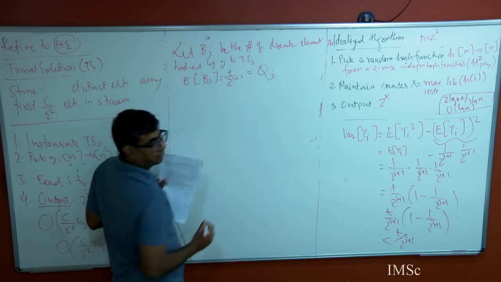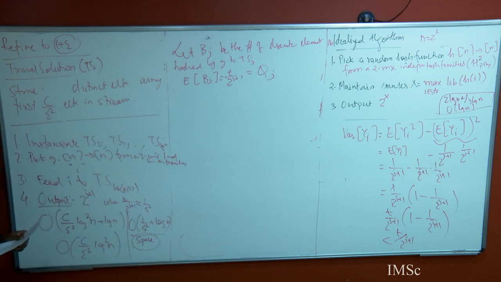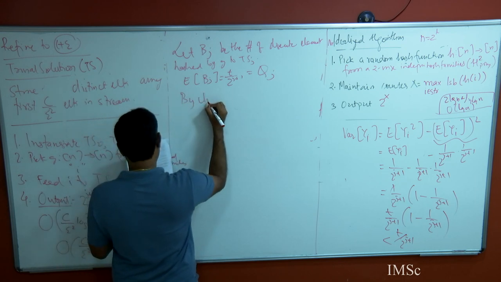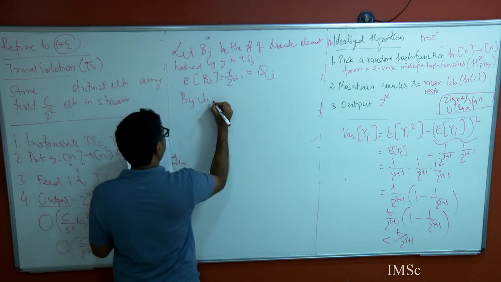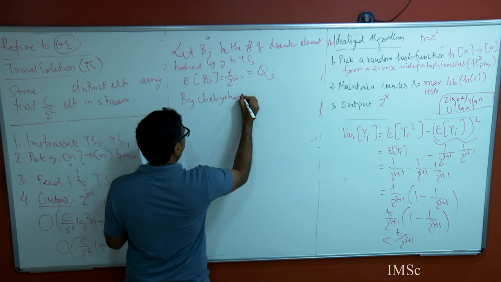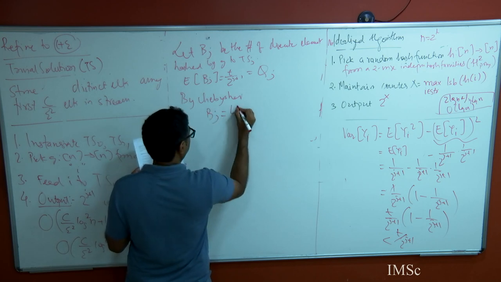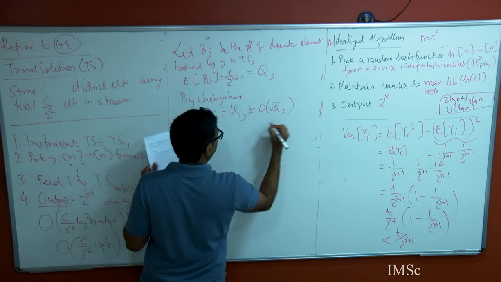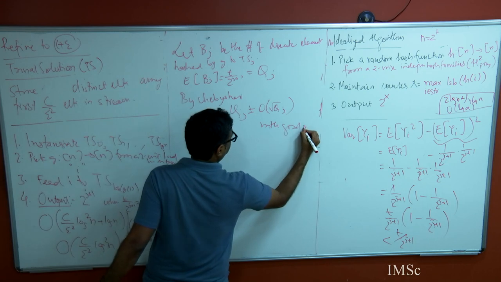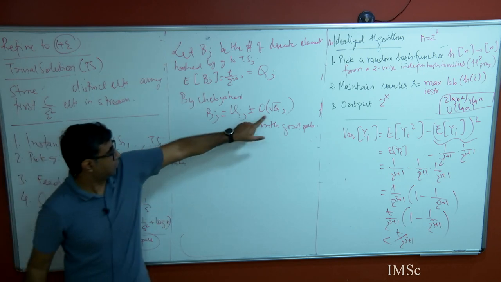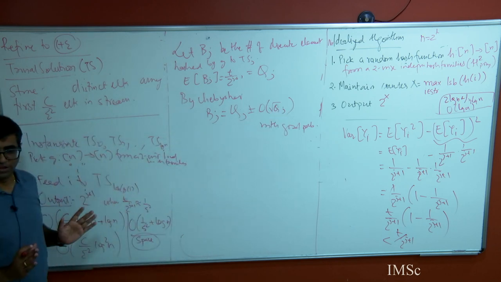Let's call this QJ. Okay? Right? By Chebyshev, right? This is exactly what it does. So it approximates with respect to plus minus square root of this. This is exactly what Chebyshev does, right?